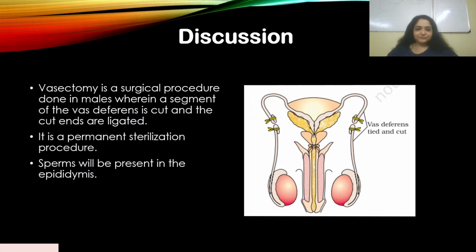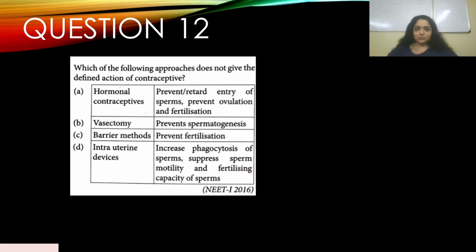So clear? We'll move on then. Question number 12. Which of the following approaches does not give the defined action of contraceptives? Apparently, 2016. A. Hormonal contraceptives. We have to find the approach that does not give the defined action. Okay. So, hormonal contraceptives prevent or retard entry of sperms, prevent ovulation and fertilization.